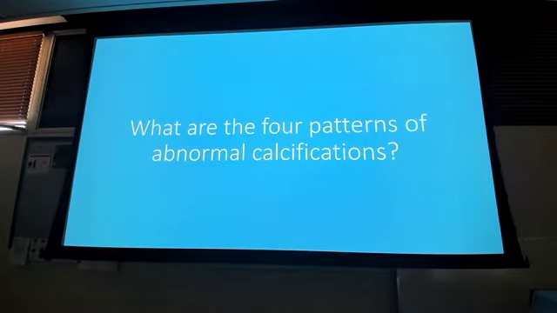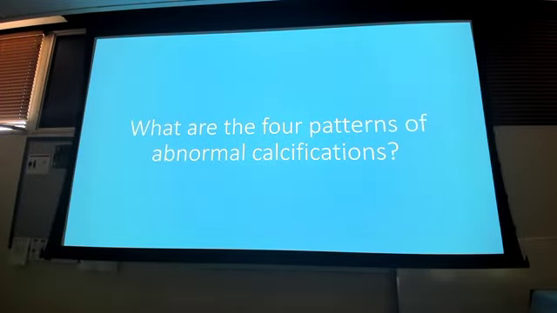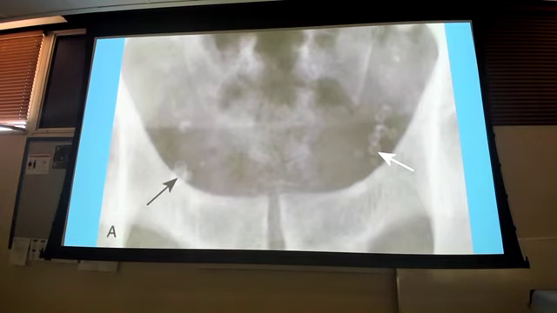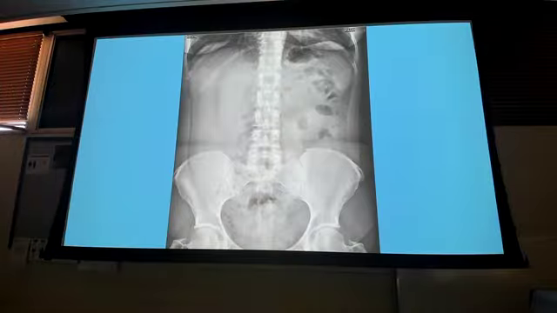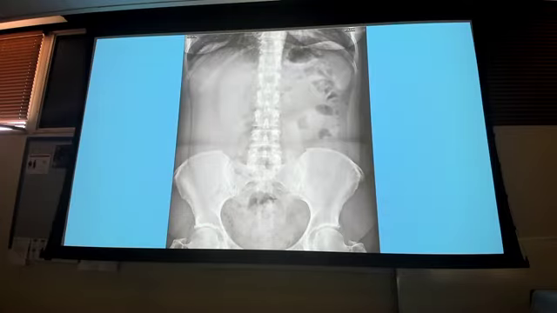Okay. Know your 4 patterns of abnormal calcifications, right? These ones are what? Leaflets. Look at the location, a little bit radiolucent center. Okay. Which organ is enlarged? The liver. Good.